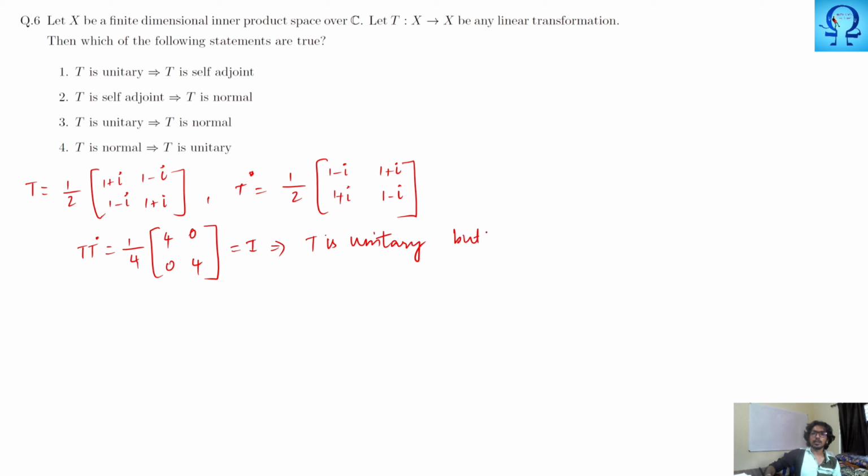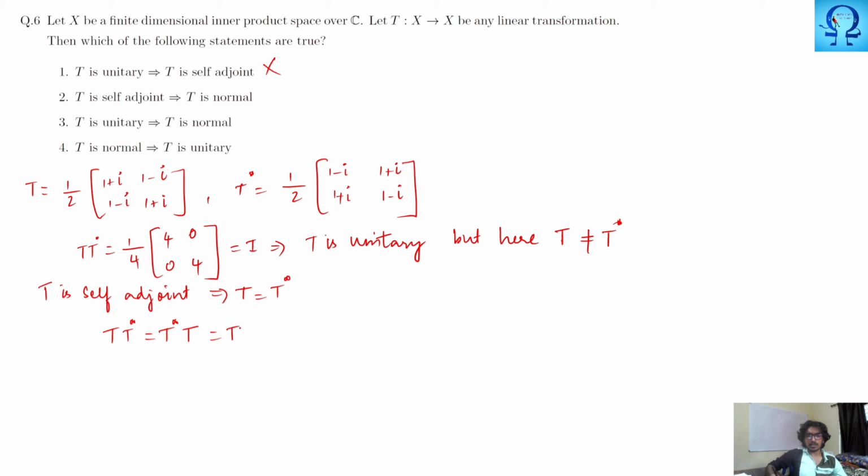But here T is not the same as T star. Hence option 1 is false. Okay, let us basically assume T is self adjoint. Self adjoint means what? T is the same as T star. In order to prove something is normal, we should get T T star to be the same as T star T. In this case, this is simply T square. Yes, self-adjoint operators are normal operators.